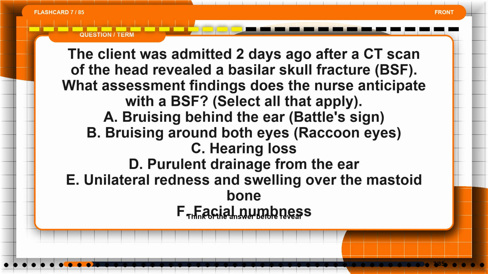A. Bruising behind the ear (Battle's sign). B. Bruising around both eyes (raccoon eyes). C. Hearing loss. D. Purulent drainage from the ear. E. Unilateral redness and swelling over the mastoid bone. F. Facial numbness. Think of the answer before the reveal.